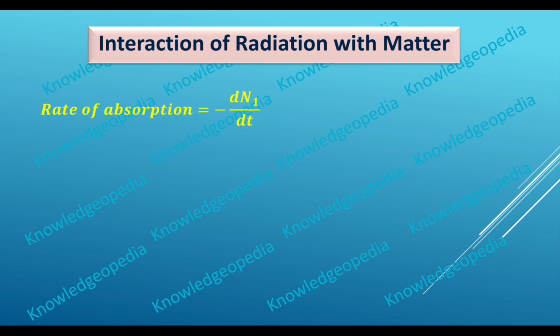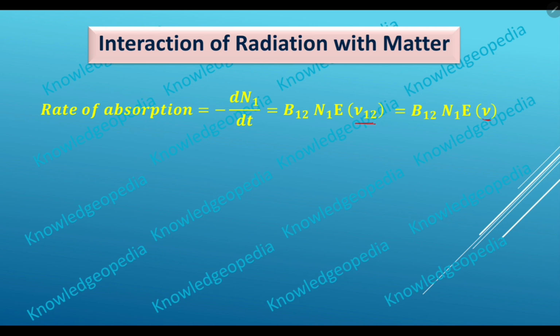We have derived the equations. The first one is the rate of absorption, that is minus dN1 by dt equals B12 N1 E nu12. Here N1 is the population of atoms in state 1 or ground state, B12 is an Einstein coefficient and E is the energy density. Just for convenience, I am replacing nu12 with simply nu. So the rate of absorption is B12 N1 E of nu.